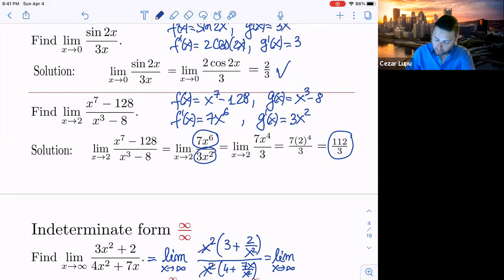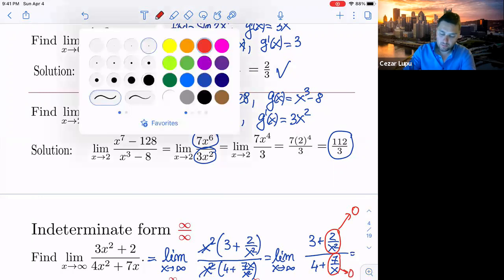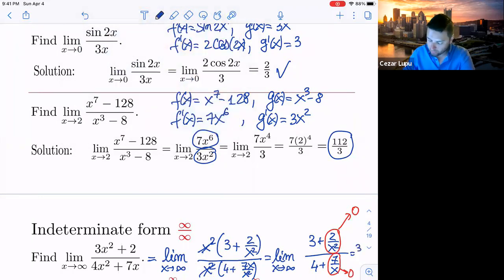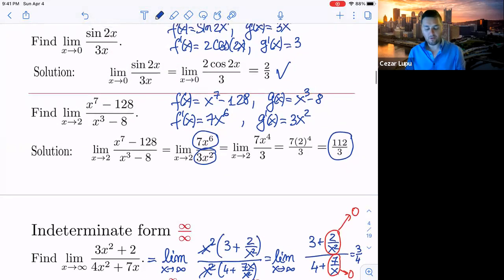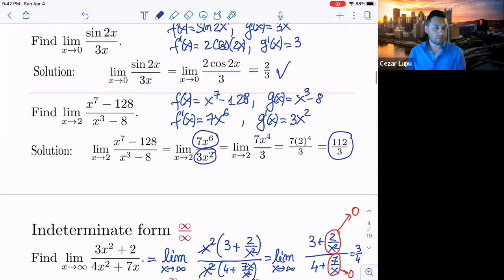Well, we can cancel these two, of 3 plus 2 over x squared, everything over 4 plus 7 over x. Great. And at this point, 2 over x squared as x approaches infinity will go to 0, and the same goes for this one here. So this would be nothing else than just 3 over 4. So the value of this limit is 3 over 4 without using L'Hopital rule, right?